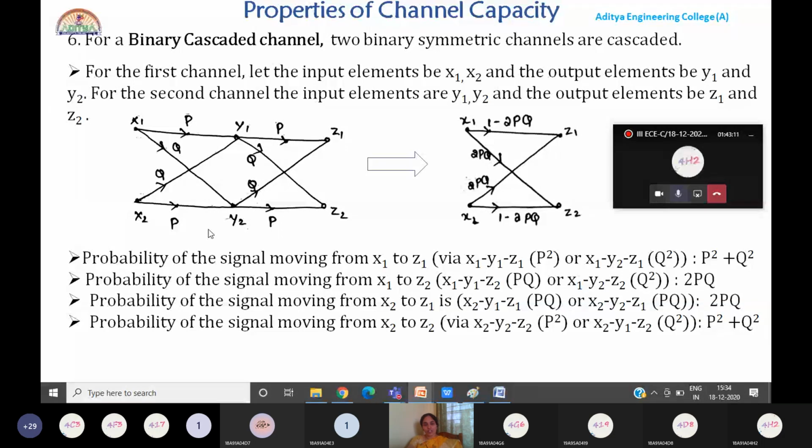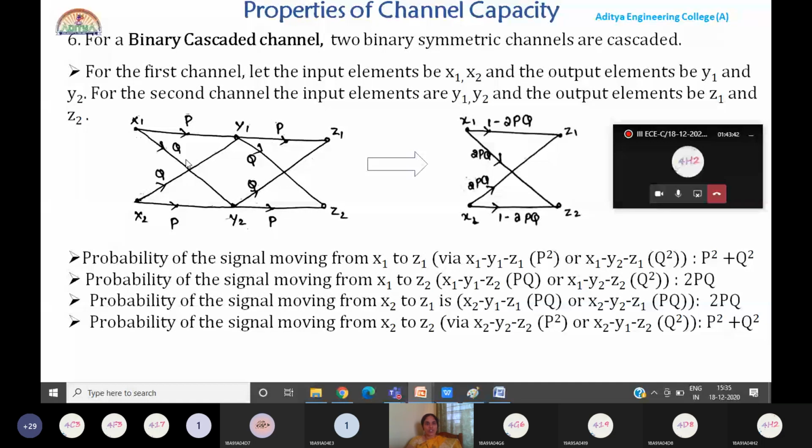So in order to represent the probability of a signal moving from one position to another position, first of all you should see the various paths to move from the initial position to the required position. So now you have to calculate x1 to z1. How many paths are available? First check the forward path, that is p into p. So the total probability is a product of the corresponding individual probabilities.